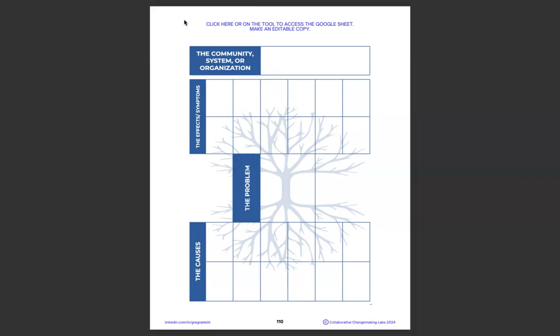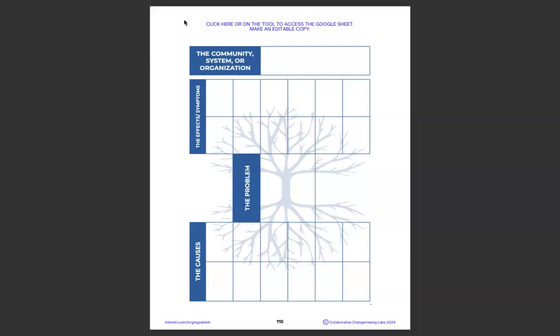Then you're going to go to the trunk and you're going to write in the problem as you have it defined. And then you can start wherever you want to. Typically think about starting about the causes and go around. There are boxes for a whole bunch of different causes. You may have fewer or more. So you're going to note all of those down. You're going to note down all of the effects or the symptoms, right?